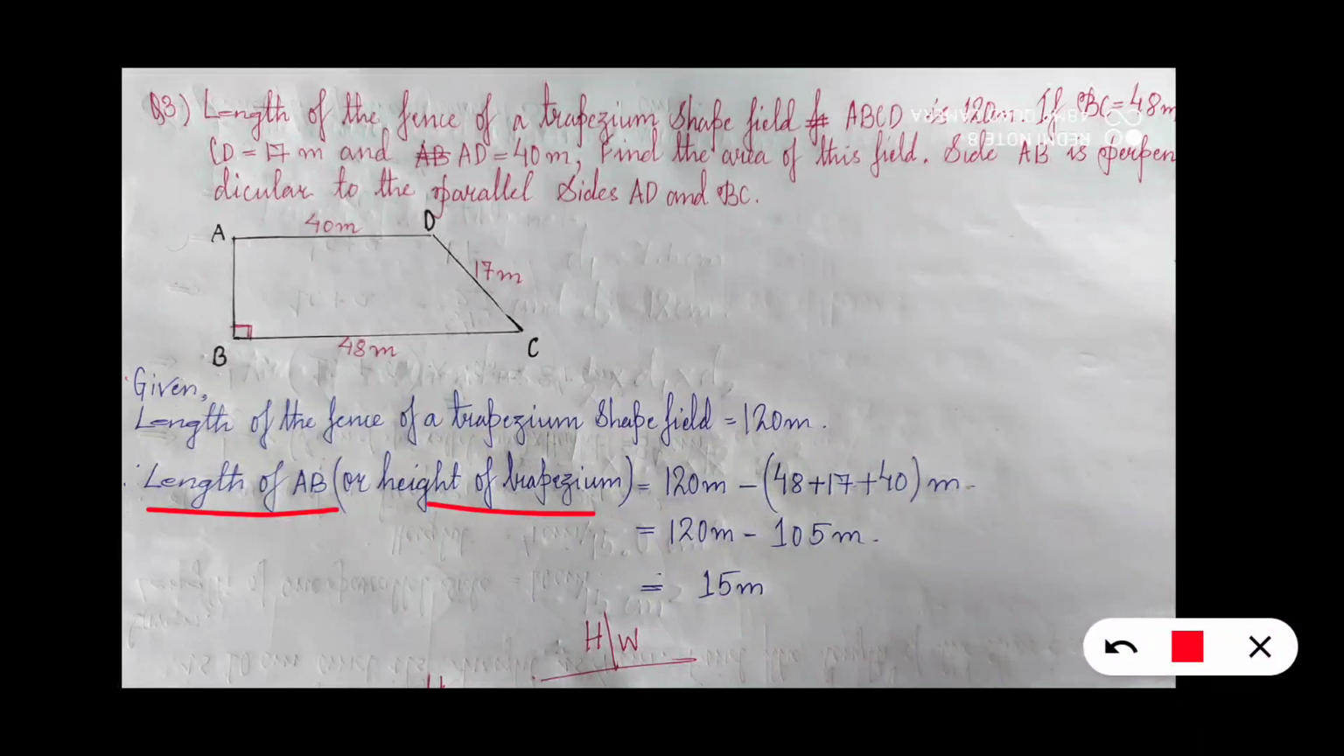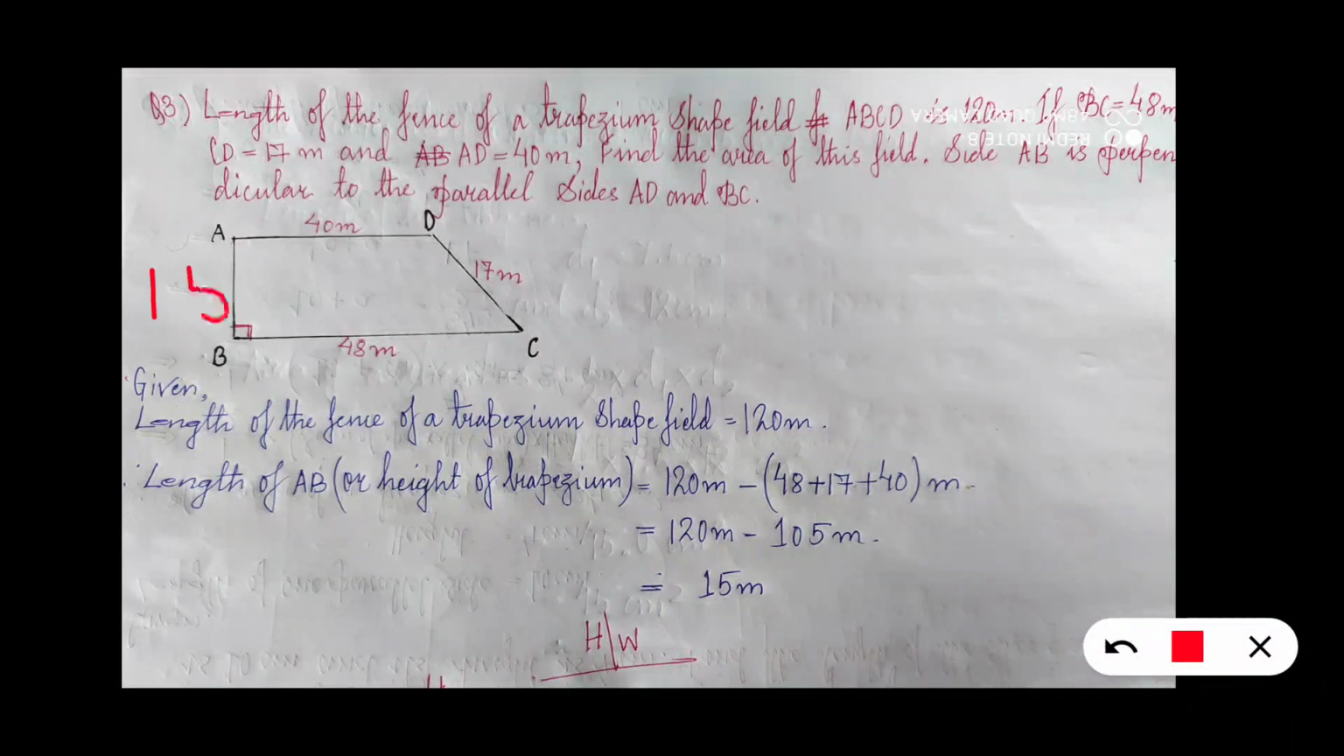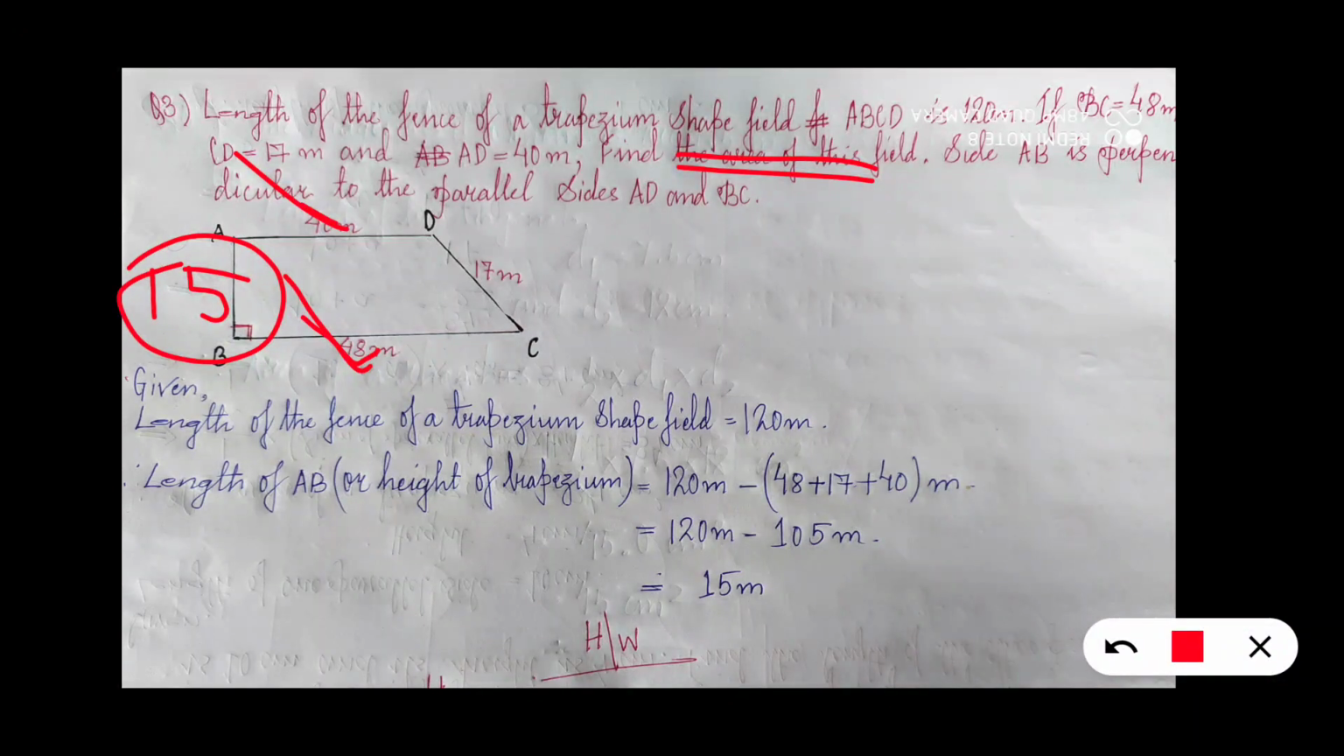Length of AB or height of trapezium equals 120, that is the total length of the fence, minus you have to subtract these 3 sides. By adding these 3, you get 105, and by subtracting you get 15. So 15 is the length of AB. Are you clear? 15 is the length of AB. Now we know the height is 15. Now you can easily take out what is the area of this field. Half into sum of these two parallel sides into height, which is now 15. So please do it. This is your homework. Okay, let's move to the next question. That is question number 4.